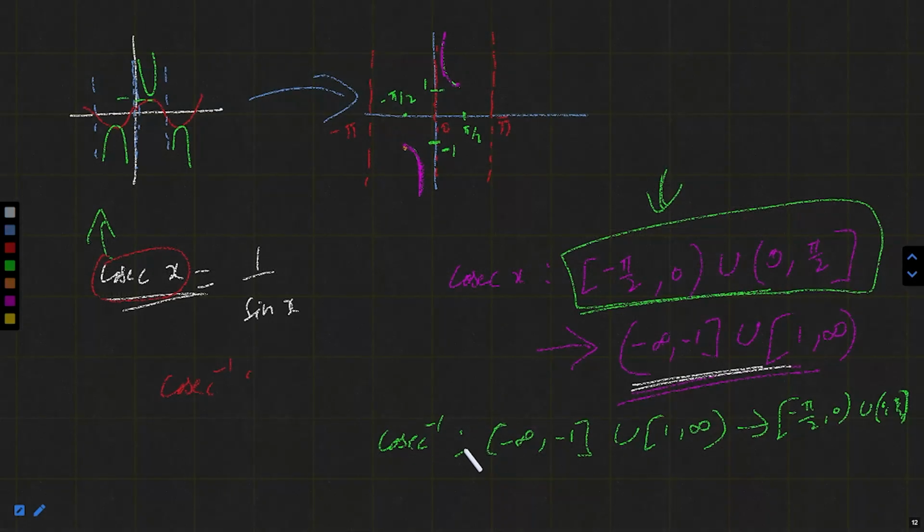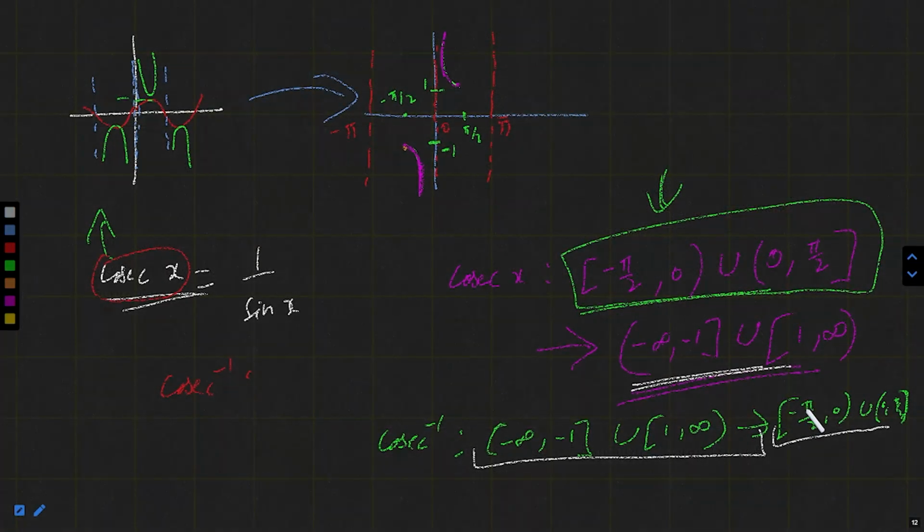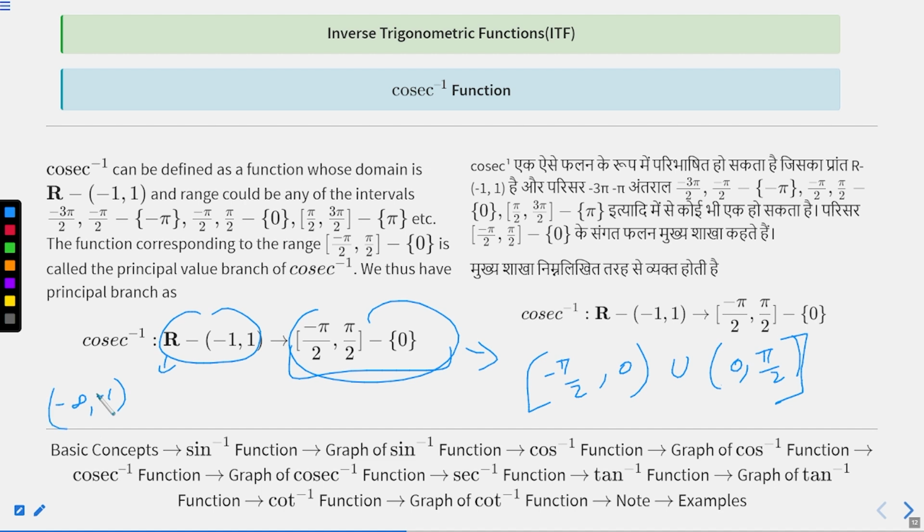So cos inverse is this, as you can see, and the codomain is this, as you can see over here. So minus pi by 2 to pi by 2, including minus pi by 2 and pi by 2, but excluding the 0 points. Okay, so this is same as, don't confuse with my notation, this one. Okay, so this is closed, and this is same as minus infinity to minus 1 closed interval union 1 to infinity. Okay, so the principal value branch will be this one. Okay, don't confuse with it.